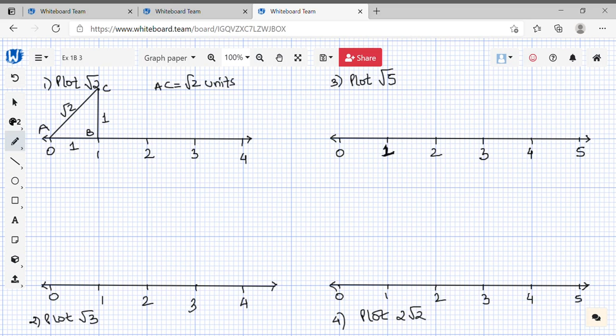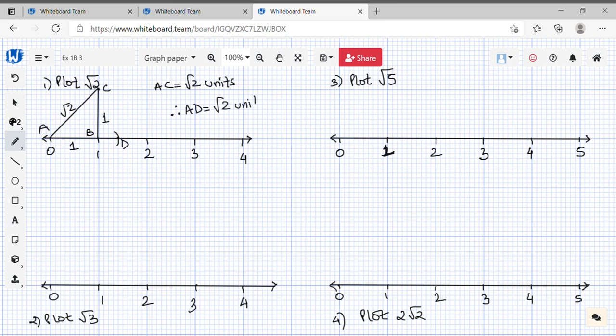But since this is not plotted on the number line, I will keep my compass here, measure the length AC, and cut an arc somewhere here. And when I have cut it, I will mark this point as D. Therefore, AD is equal to root 2 units.